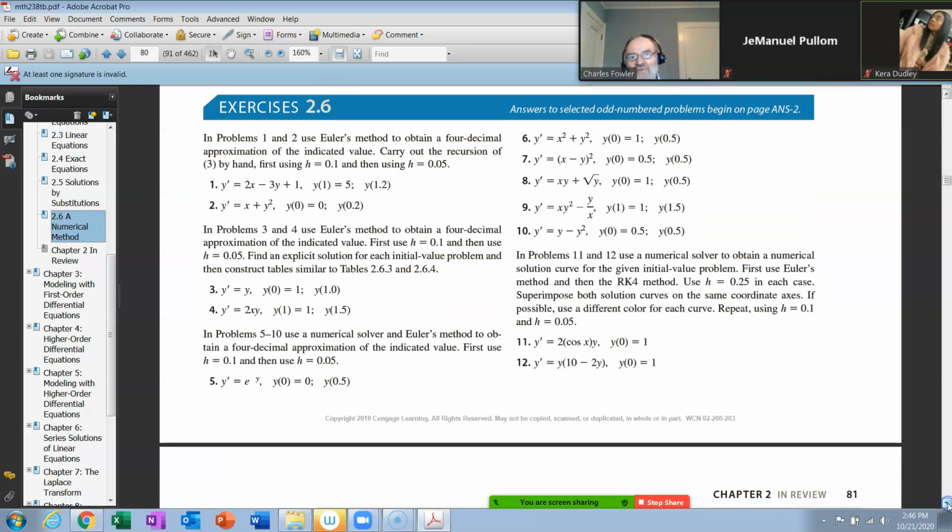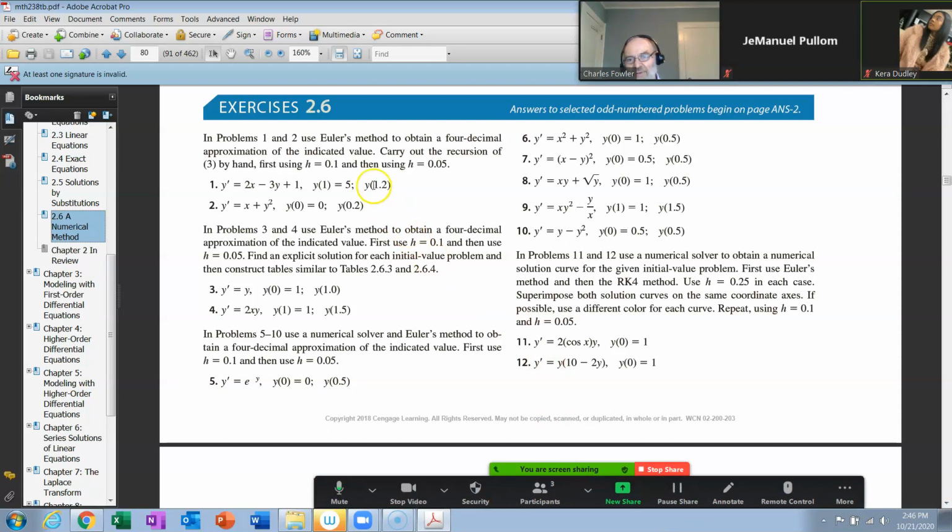In 2.6, homework exercises, do number 1. I think you can find it in the back of the book.